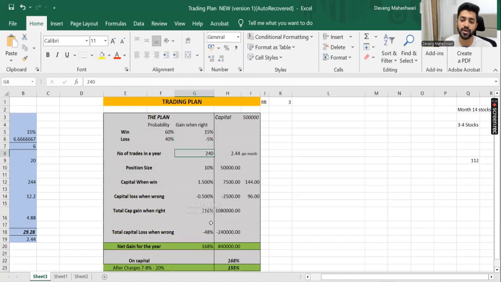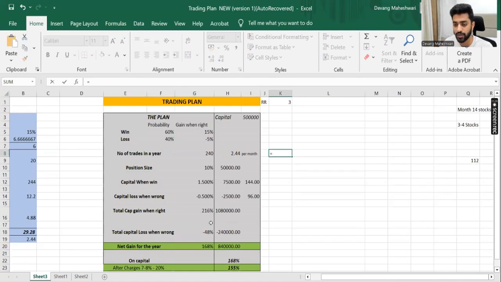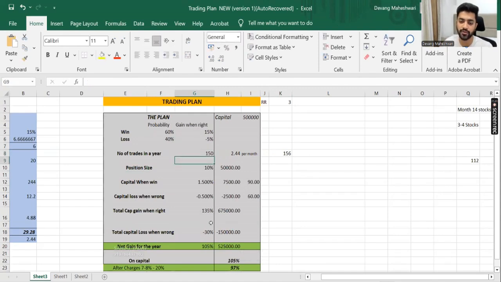In 1:3, you can take like 13-14 trades in a month. Around 150 trades, let's say 150, 105%. The lower you go, say 5%, the more it will be, 300-400 trades in a year. So that is the steadiest thing to do. Even if you are taking 500 trades, you are not making much.